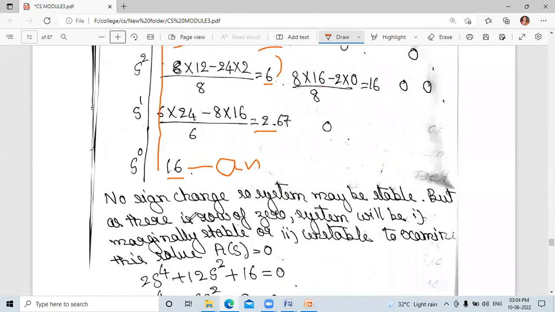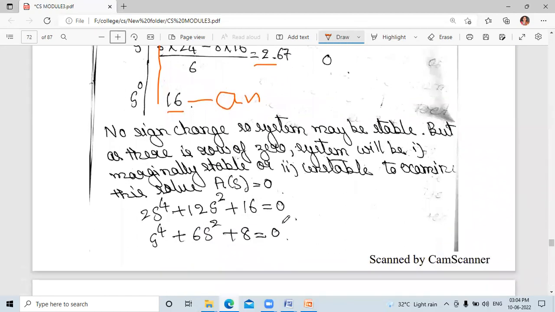So no sign change, so the system may be stable, but as there is a row of 0, which we got before, the system may be marginally stable or it may be unstable. In order to determine whether it is marginally stable or unstable, we need to make A of s equal to 0. So before, we had taken 2s to the power of 4 plus 12s to the power of 2 plus 16 equals 0.